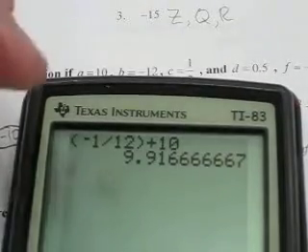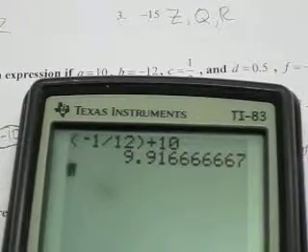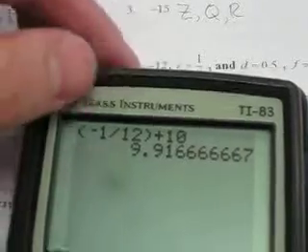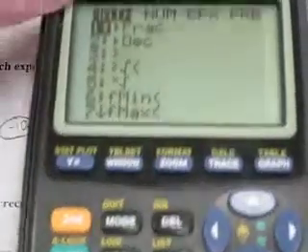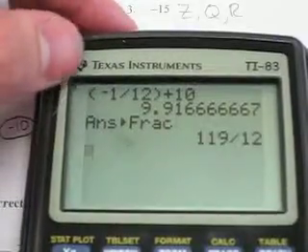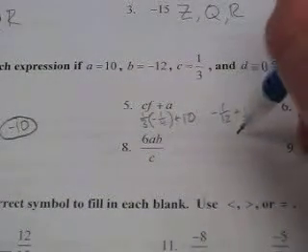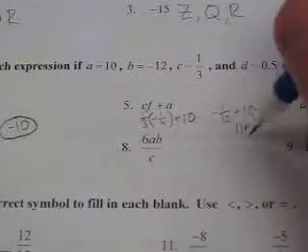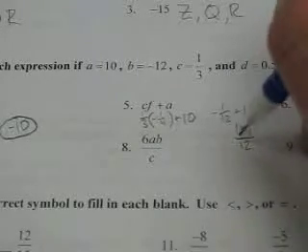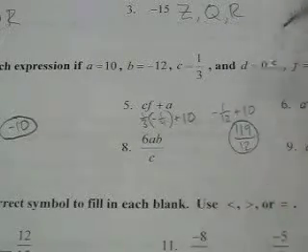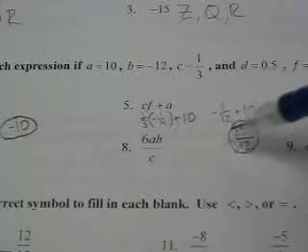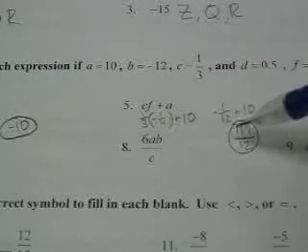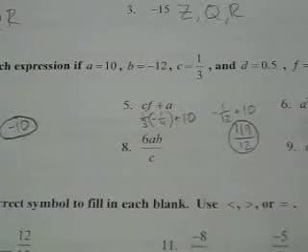We started the problem with fractions, so I'm going to change my decimal to a fraction. The way we do that is by pushing the math button, the third button down, and then enter. That's going to give us 119 twelfths. For number 5, 119 twelfths. Okay, that would be written as an improper fraction. If you wrote it as a mixed number, then it would appear differently.